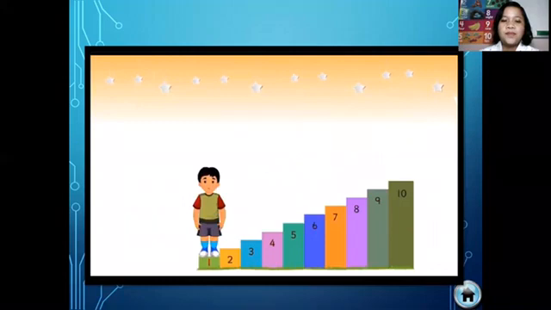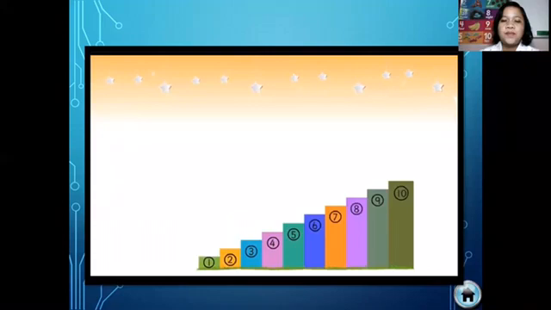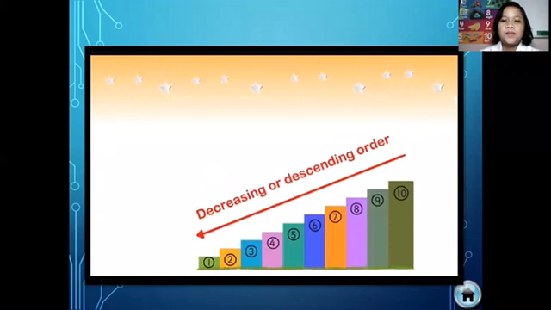Did you observe that as he comes down each step, he is descending or moving to a smaller number than the previous number? Thus, we can say that when numbers are arranged from the greatest to the smallest, they are in the decreasing or descending order.